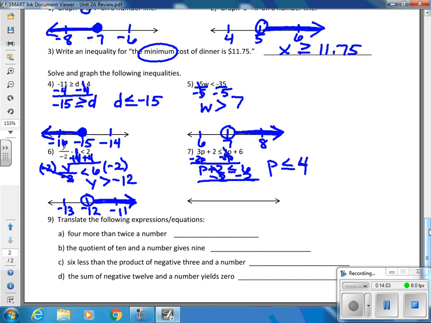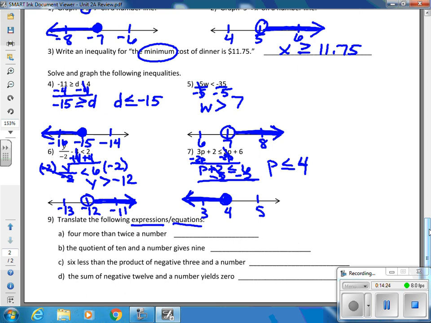All right, so now we have 4. We need 3 below it and 5 above it. A closed dot should be on 4, and because it's less than or equal to, you should be shading left side of it. All right, the last section on this test review is to translate expressions and equations, not inequalities, just translating expressions and equations. You're not solving them either. You're just translating words into actual symbols.